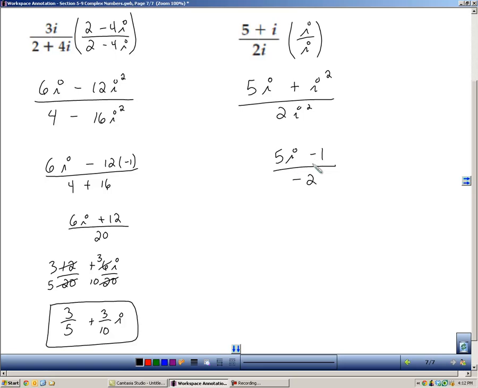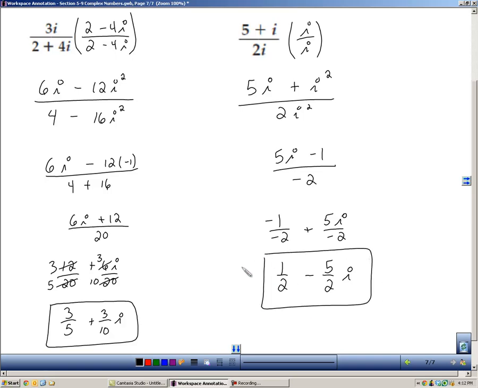We'll finish by making this the real and the imaginary part, so I'll put the negative 1 on the left, and then plus the 5i portion on the right. Both are over negative 2. So two negatives makes this a 1/2, and this becomes a minus because the negative goes out in front. 5/2 i. So the real part in the front, the imaginary part in the back.